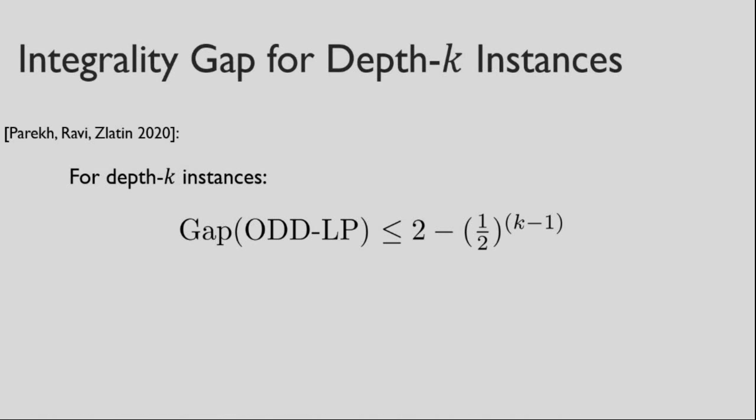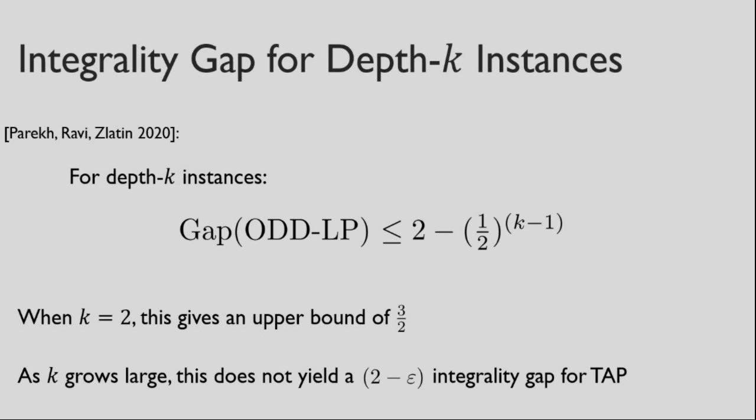So the punchline here is we show that the integrality gap for a depth k instance of the tree augmentation problem is at most 2 minus 1/2^(k-1). This is always going to be below 2, but it approaches 2 as k grows large, so it doesn't actually provide a better than 2 approximation in general. But if we are looking at a small depth instance, like a depth 2 instance, this gives us a 3/2 approximation. In general, it doesn't give us a bounded-away-from-2 approximation because k growing large has the gap approaching 2.